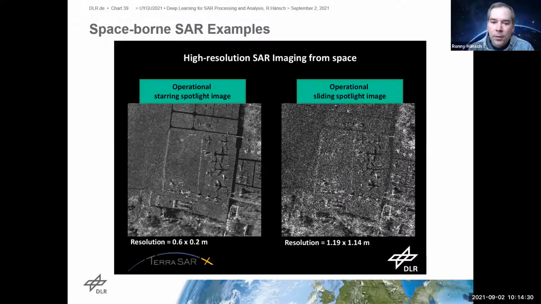Here you have an example of an airport comparing two different image acquisition modes. One with something that is called spotlight. So you see here the shadows of airplanes.